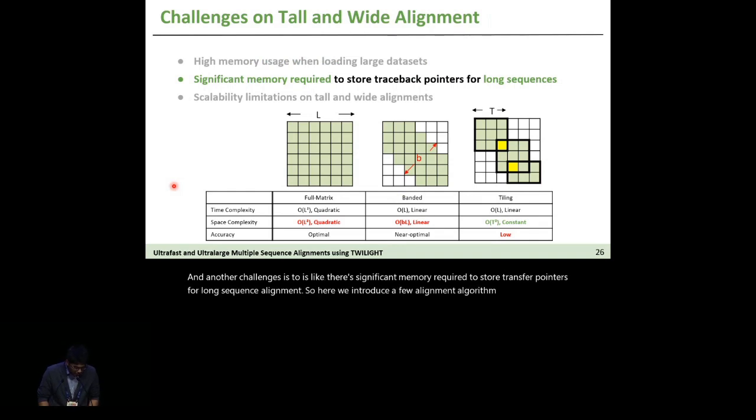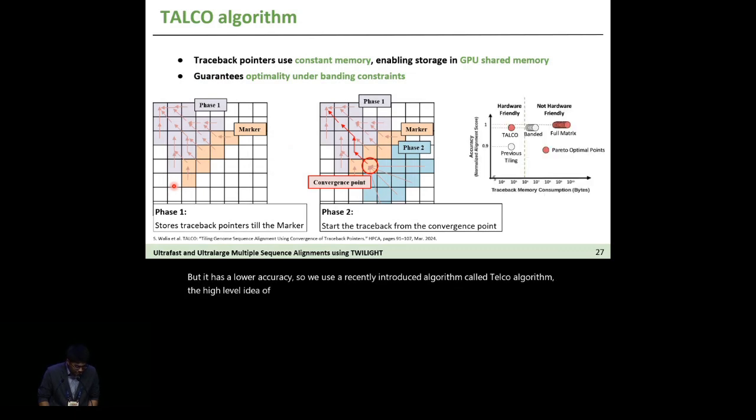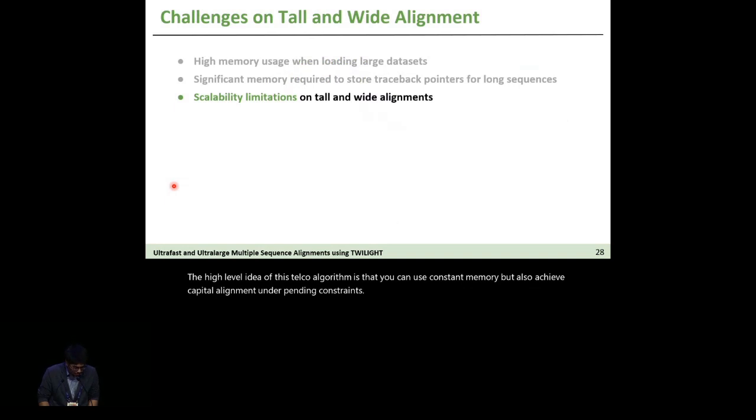The traditional full matrix algorithm is not practical because both time and space scale quadratically, and Bendy alignment tries to solve this issue, but the space complexity is still not practical. So the tiling algorithm was introduced, which uses only constant memory to store traceback pointers, but it has lower accuracy. So we use a recently introduced algorithm called the TALCO algorithm. The high-level idea of this TALCO algorithm is that it can use constant memory, but also achieve optimal alignment under Bendy constraints.